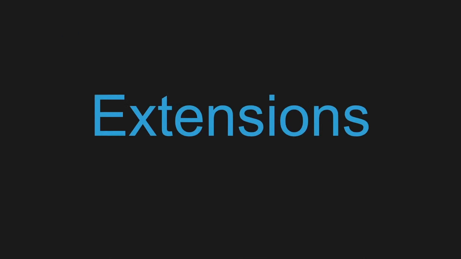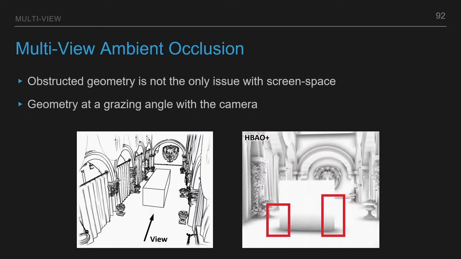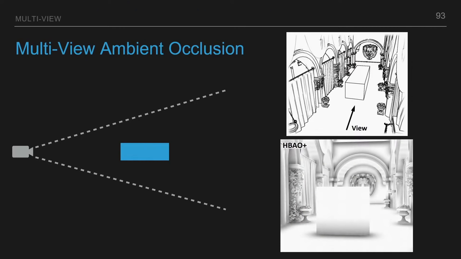We also extend stochastic depth ambient occlusion to improve upon multi-view ambient occlusion and bent normal and cone computations. So obstructed geometry is not the only issue with screen space ambient occlusion. We also lack information about geometry that's at a grazing angle with the camera, again resulting in missing occlusion. So, from a top-down view, we see that the sides of this rectangle are not visible to the camera, resulting in missing occlusion in the red areas.